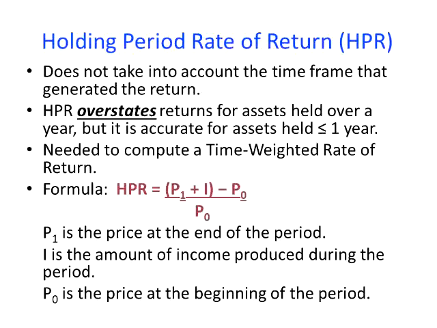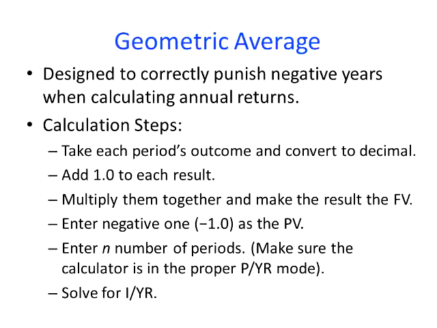You know what? I want to jump off of holding period return for a second and go to this geometric average, and we'll come back to holding period return, because I think the flow would be better at this point. On the geometric average, as you can see, the first bullet point up here states that it is designed to correctly punish negative years when calculating the returns. I don't know if I like the word punish negative years. I like to say, hey, geometric average illustrates returns that include negative years returns.